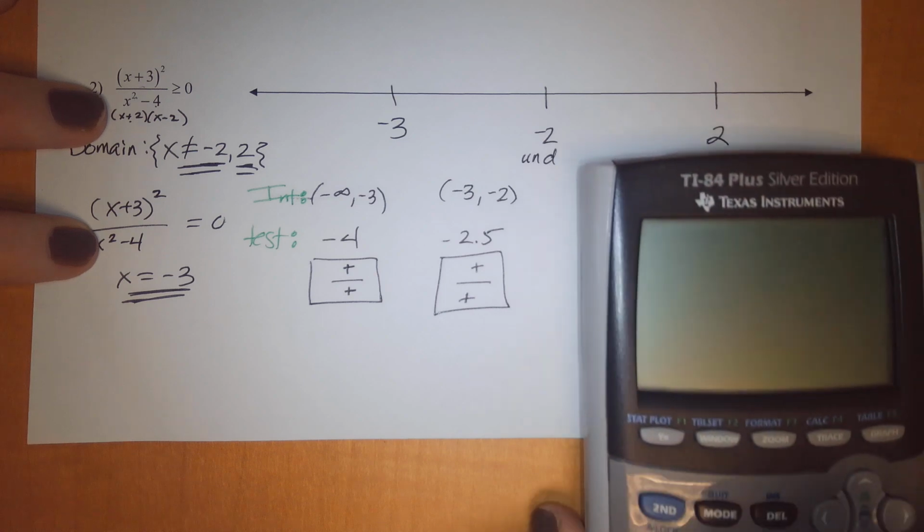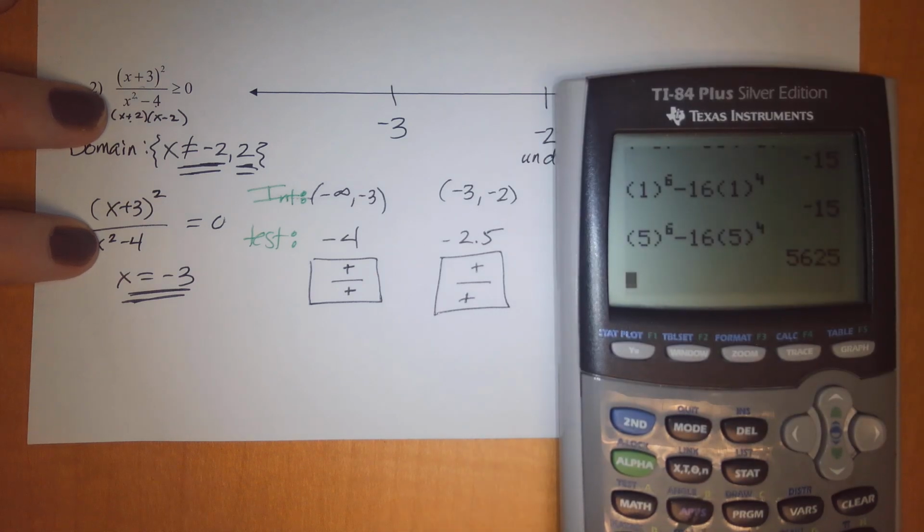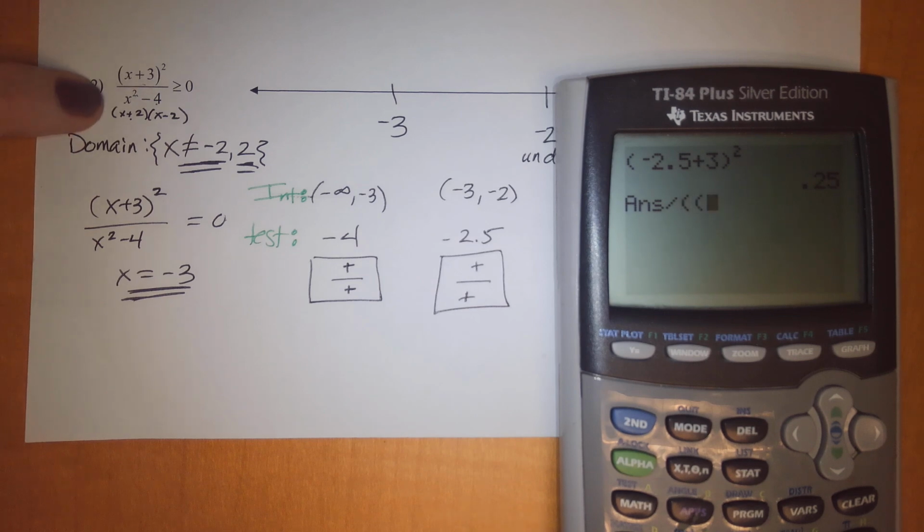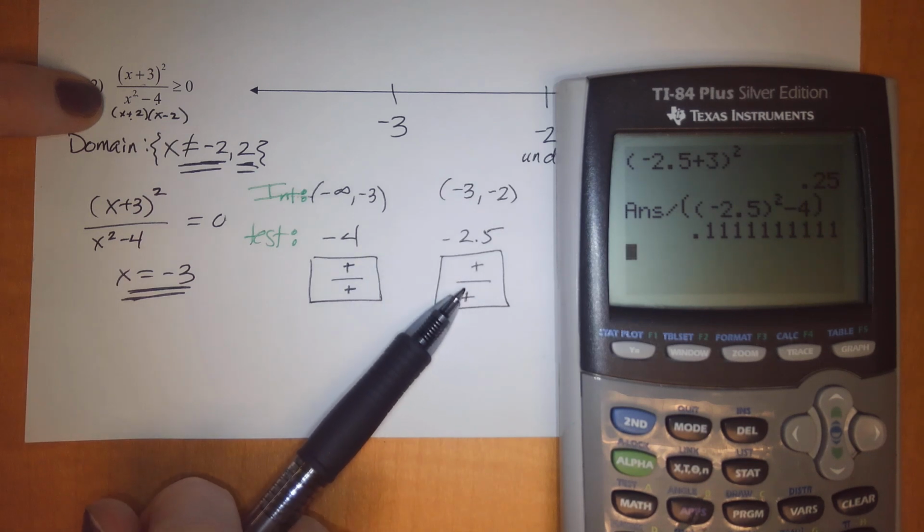And again, if you don't trust yourself with the mental math, you can always use your calculator. Since this was a difficult one, meaning it's a decimal, we could always use our calculator to check. For example, negative 2.5 plus 3, squared. And then I'm going to divide that whole numerator by, I need another parentheses there, negative 2.5 squared minus 4. And you'll see we do in fact get a positive number. And that's what we resulted down here.